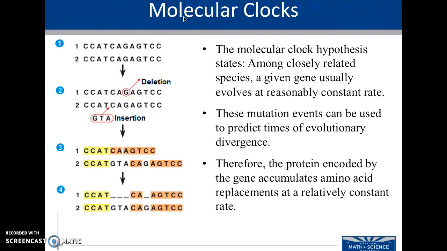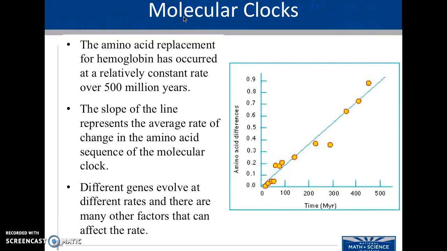The idea of the molecular clock hypothesis basically states that among closely related species, a given gene usually evolves at a reasonably constant rate. Therefore, basically, we see that evolution changes at a pretty measurable constant rate.